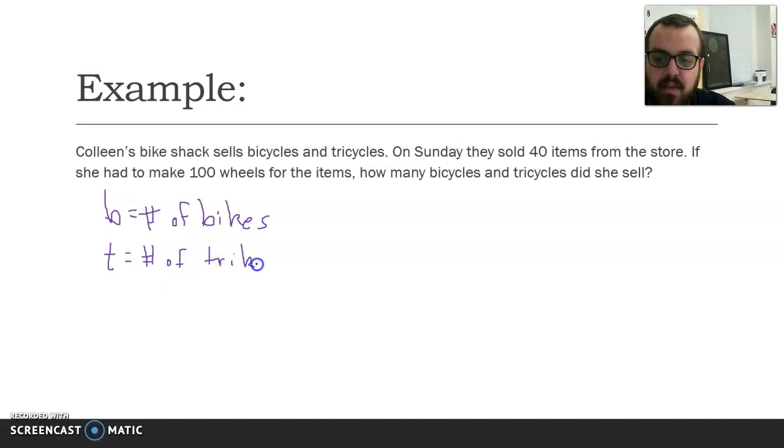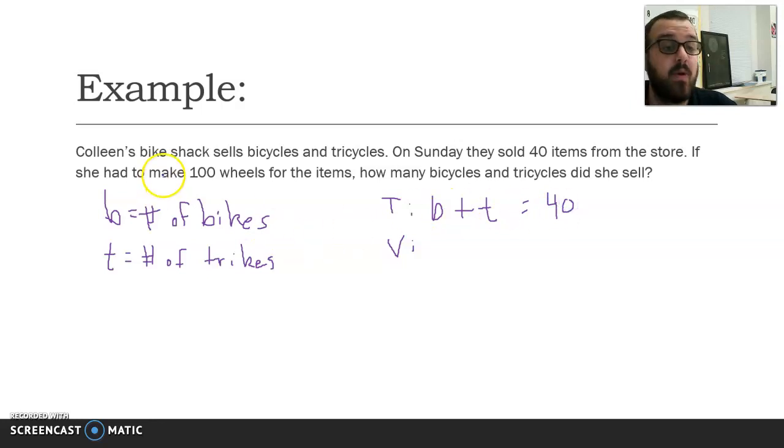Okay, and that's going to go ahead and lead us into our total and our value equations. Again, our total equation's not going to look very different from yesterday. Really, neither of them are, but we can use the exact same method from yesterday. Okay, well, my bikes plus my trikes, that needs to add up to 40. That's how many total that I sold, okay?